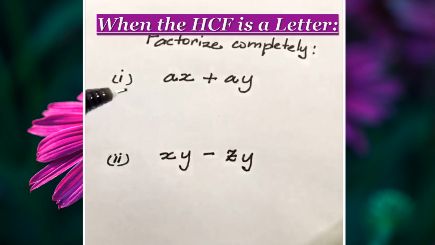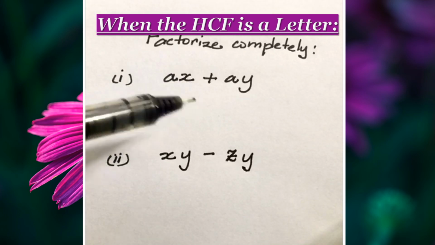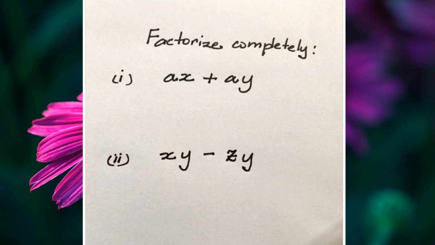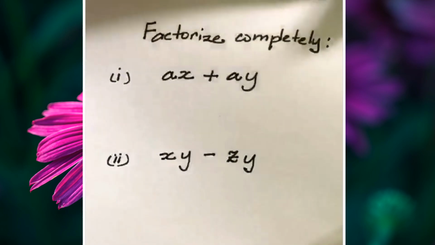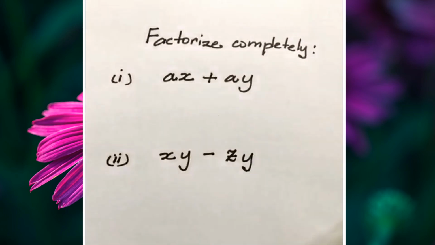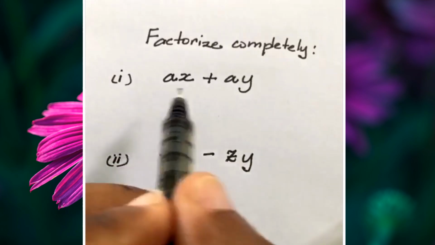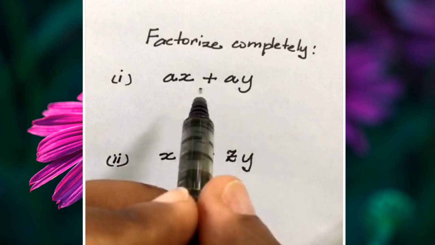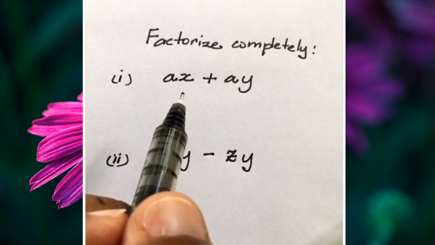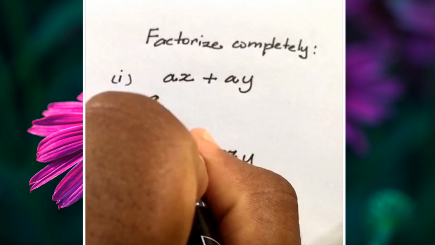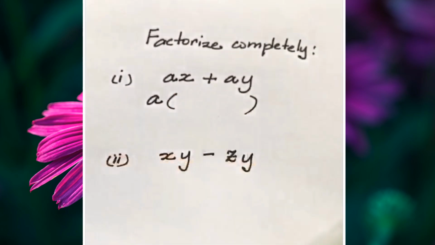We're factorizing completely first, ax plus ay. We're looking for the highest common factor. That means something that is in both terms. So when I look at the ax and when I look at the ay, what is common? What do both of them have that are similar? A. So a would be the highest common factor. So I'm going to pull that a out by saying a and creating some brackets.